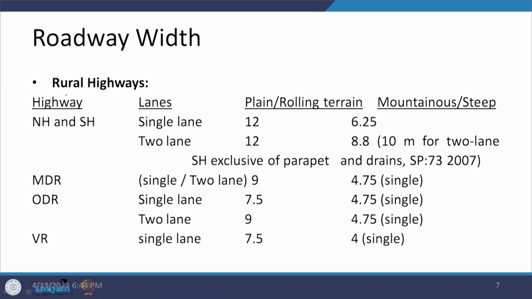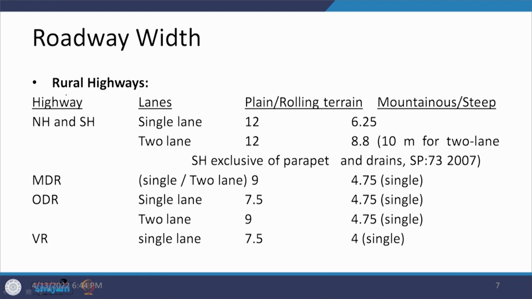In the case of rural highways, we have the classification as national highway and state highway together, because the specifications are the same, and the district roads are divided into 2 categories, MDR and ODR. Then we have the village roads. So, here for a single lane system and a 2-lane system, the values are given for plain and rolling terrain as well as mountainous and steep terrain.